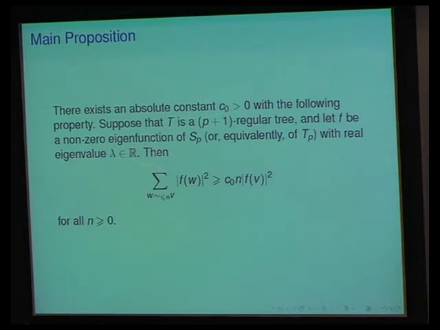Then there's this claim that when you go into the tree and you sum the eigenfunction over the neighbors at distance n or less, absolute value squared, so that's an L2 estimate over a large sphere, that sum is greater or equal some constant times n, how far you go, times the value of f at the origin squared. That's the claim. Let's just see what this tells us.